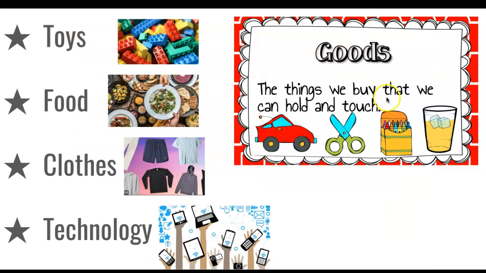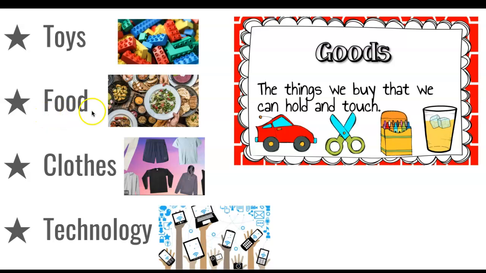So the first ones are goods. Goods are things that we buy that we can hold and touch. So we go there, we pay money for it, and we get to take it home, right? And we can hold it and touch it. For example, you can go to the store and buy toys, right? And you take it home. They're goods. It's something that you can touch and feel. You pay money for it and you take it home.